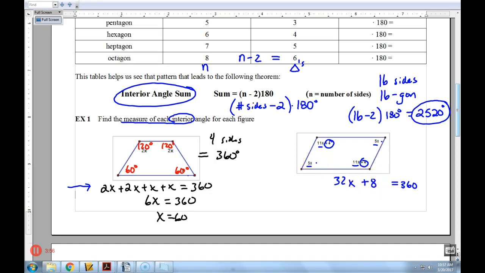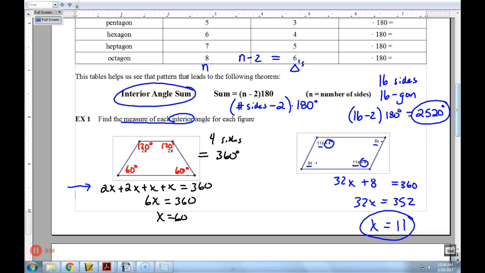And we can streamline the process and skip that first equation if you'd like. Minus 8 from both sides. That's what? 352. 32 goes into 352 once with another 32. So it looks like 11.